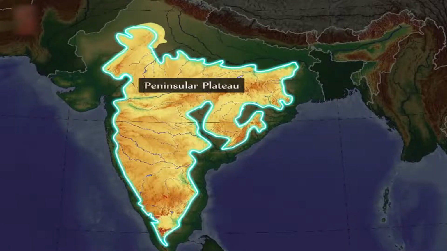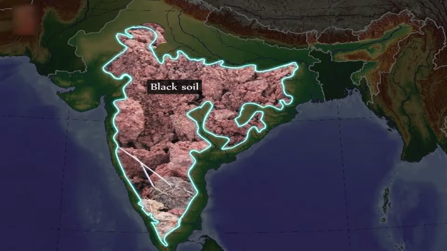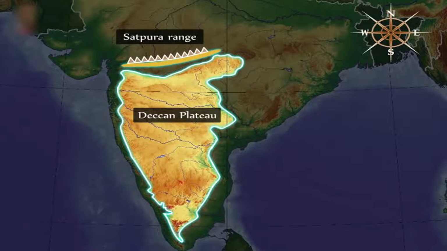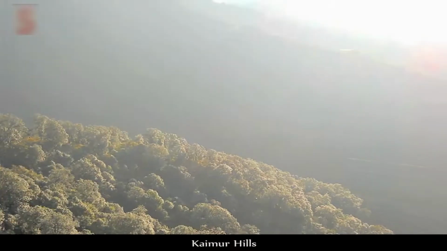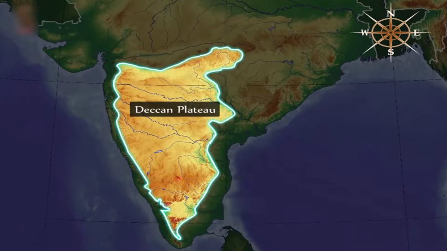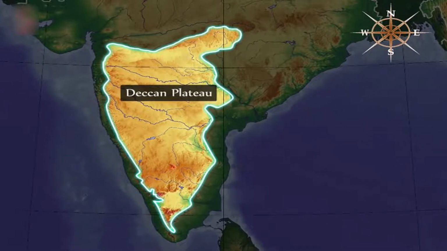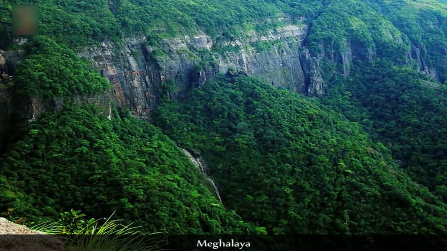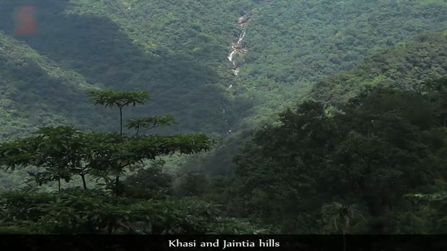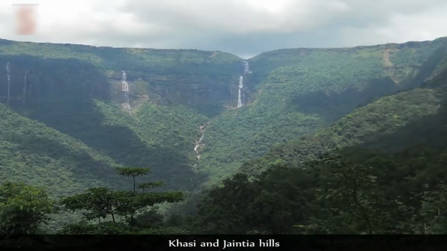One of the most remarkable features of the Peninsular Plateau is the presence of black soil formed because of the volcanic activity. The Satpura range makes the northern part of the Deccan Plateau and the Mahadev, Kaimur Hills and Maikal range make the eastern part. The slope of the Deccan Plateau is from west to east. In the northeast, it encompasses Meghalaya, North Cachar Hills. Garo, Khasi and Jaintia Hills are the main ranges here.